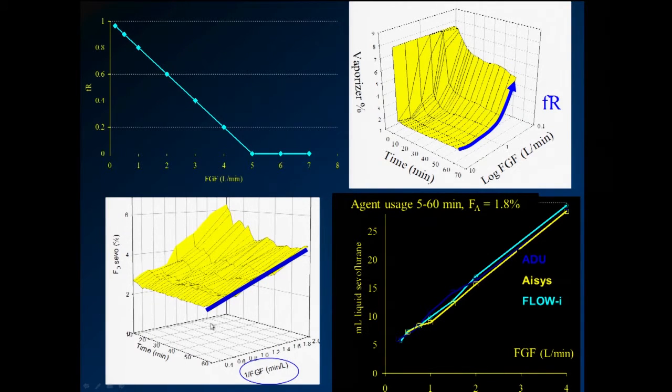If I plot the surface on a 3D plot where I have 1 over FGF, this becomes a straight line. And actually, if you look at agent consumption with the ADU, the ACES, and the Flow-I with different fresh gas flows, expressed as milliliters liquid per minute, for an end-tidal of 1.8, and again, I'm only talking about the maintenance phase, there we find little difference.